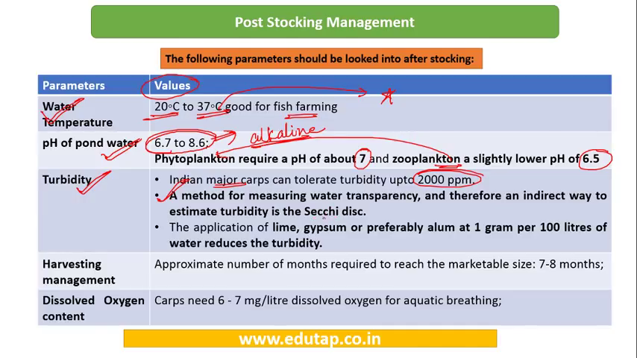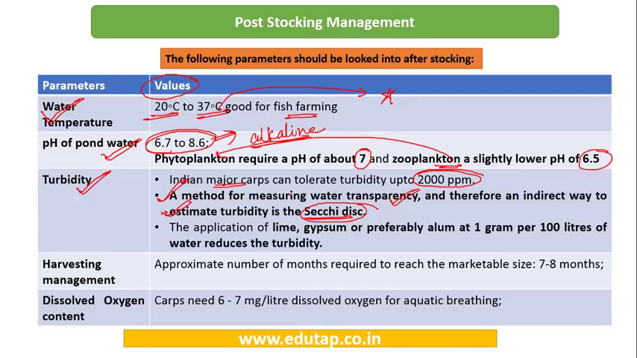Second important point, which can also be a probable question, there is an instrument called Secchi disc. I'm really sorry, I'm not able to pronounce it properly. Using this, you can measure water transparency. So when you are measuring water transparency, indirectly you are estimating turbidity, right?